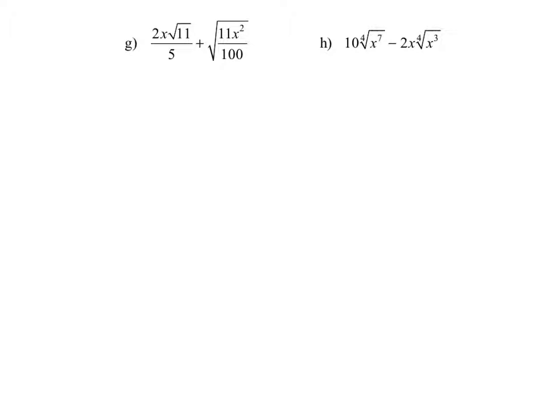Let's simplify example G, where we have 2x square root of 11 over 5 plus the square root of the fraction 11x squared over 100. The first term is simplified, so we're going to leave that alone, 2x square root of 11 over 5. But the second term will split up so that we have the square root of 11x squared in the numerator and the square root of 100 in the denominator.